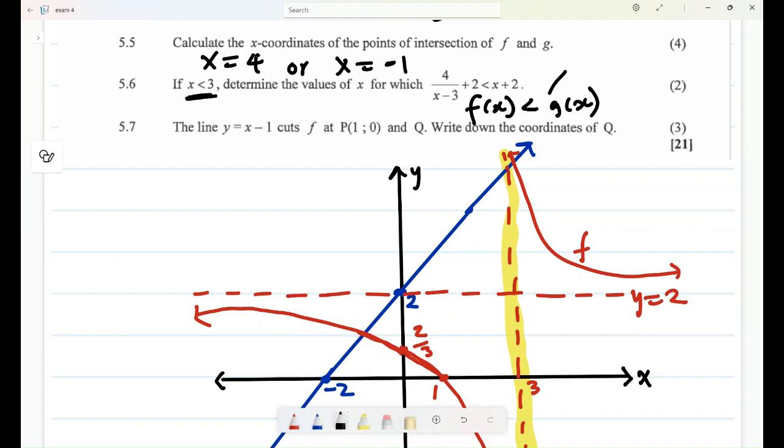So what does this mean? It means where f of x is below g, because less than. If it was greater than, it is where it is above. All right, below g. So let's look at that, where f is below.